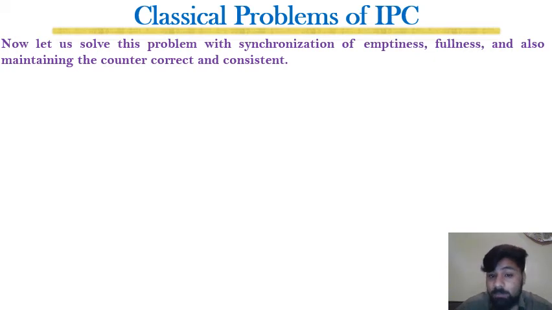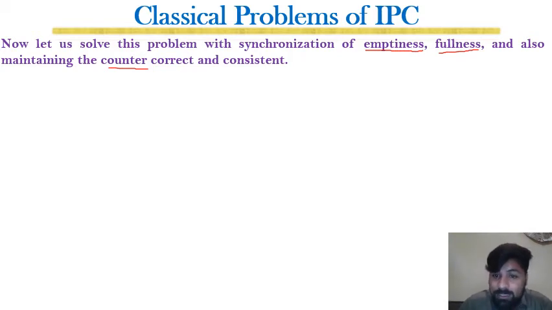And now let us solve this problem with synchronization of emptiness, fullness, and also maintaining the counter correct and consistent. So far, the solution that we just discussed was the mutual exclusion problem, and that was solved with the help of a single semaphore, a binary semaphore. But what about the whole scenario if we take into account the emptiness, and we control the emptiness with a semaphore, similarly we control fullness with a semaphore, and we also maintain the correct value of the counter. So now we are dealing with three constraints.